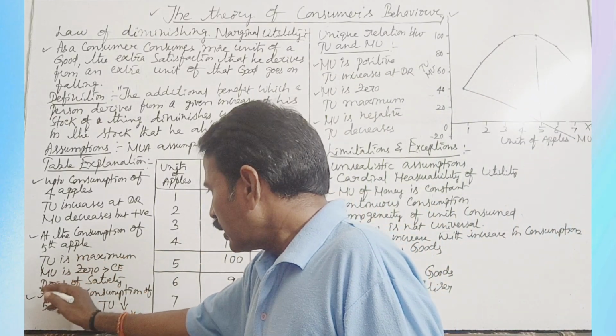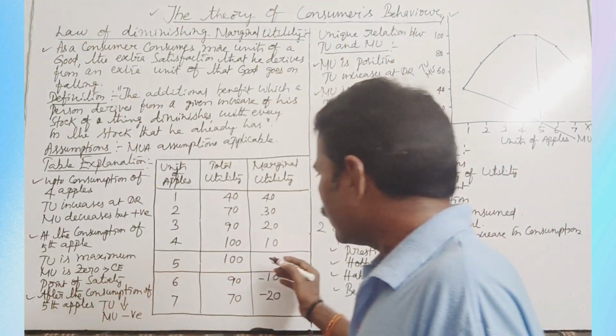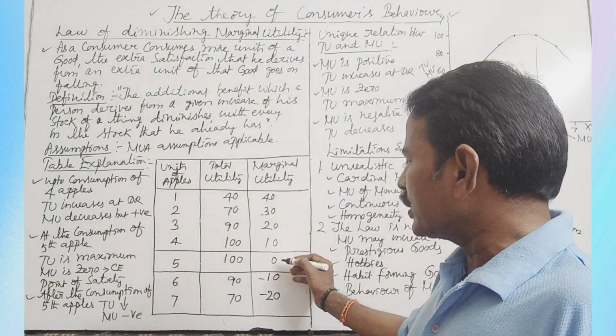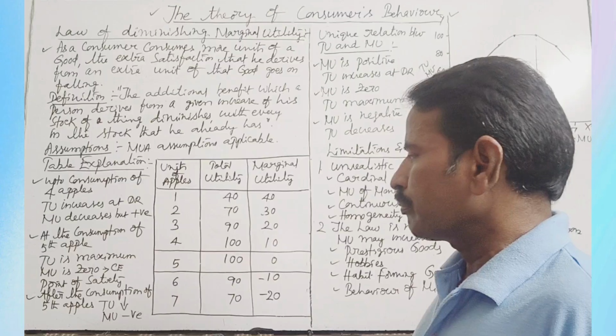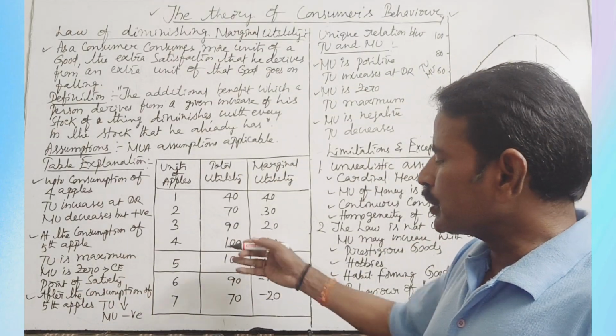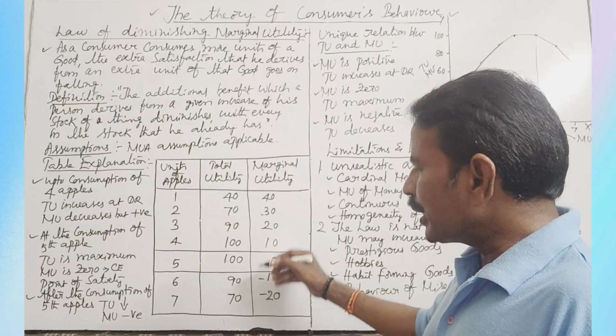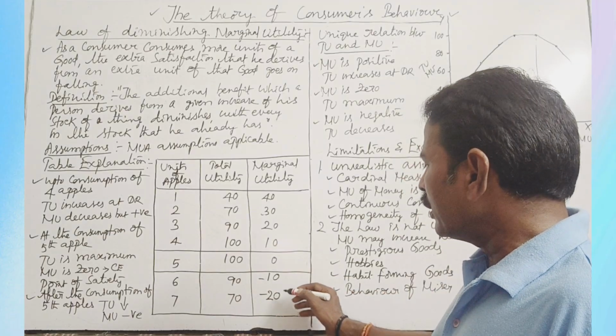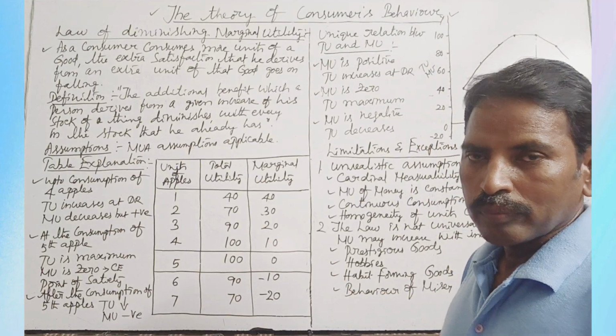Next, this is called the point of satiety. After the consumption of the 5th apple, that means the 6th and 7th, total utility declines and marginal utility becomes negative.